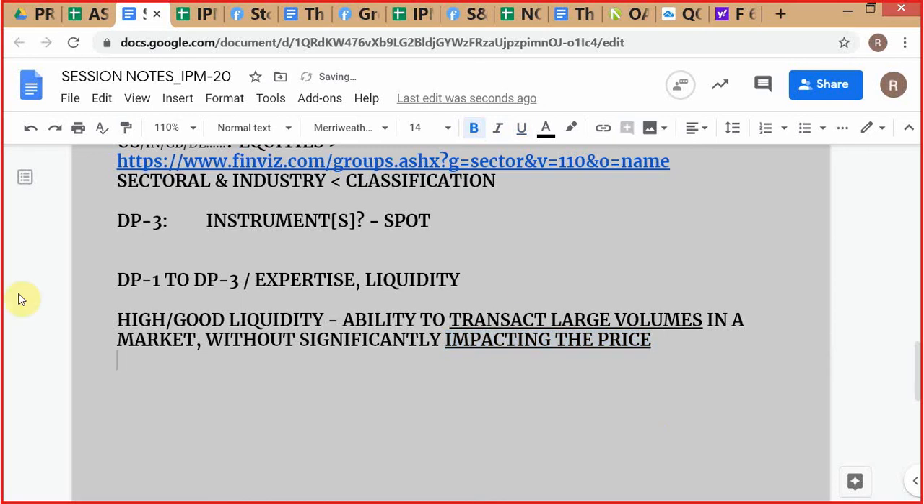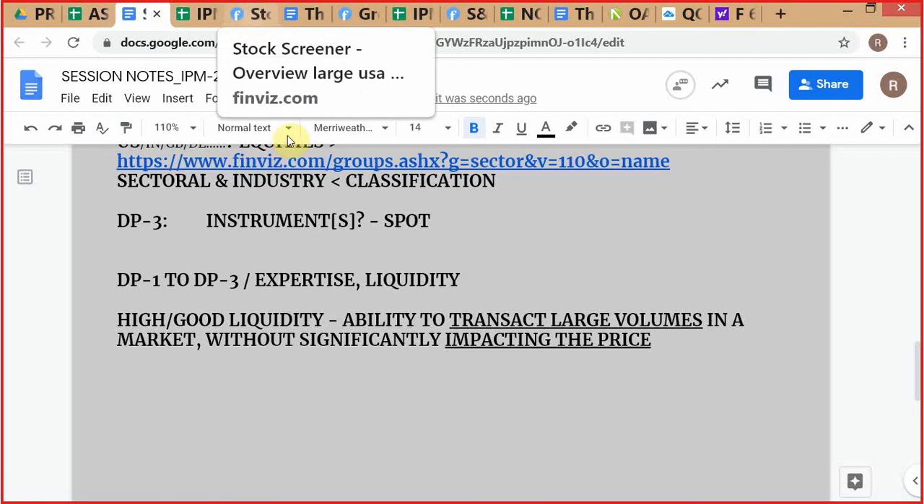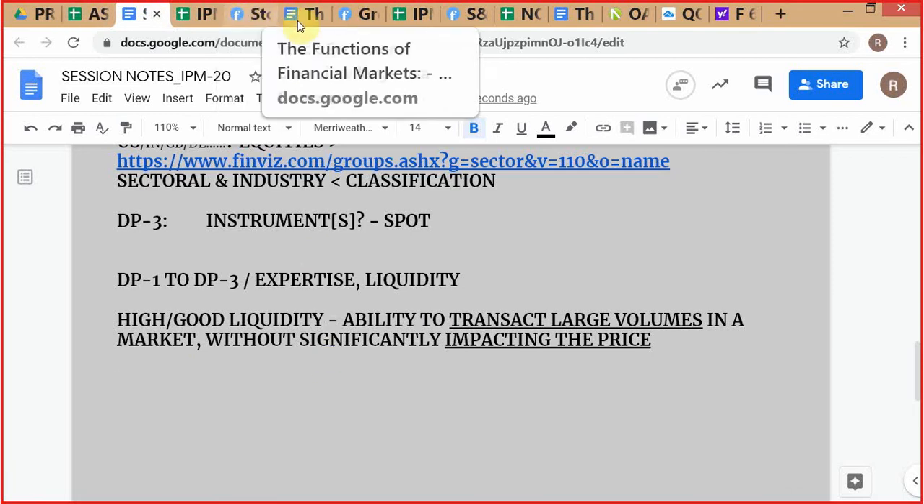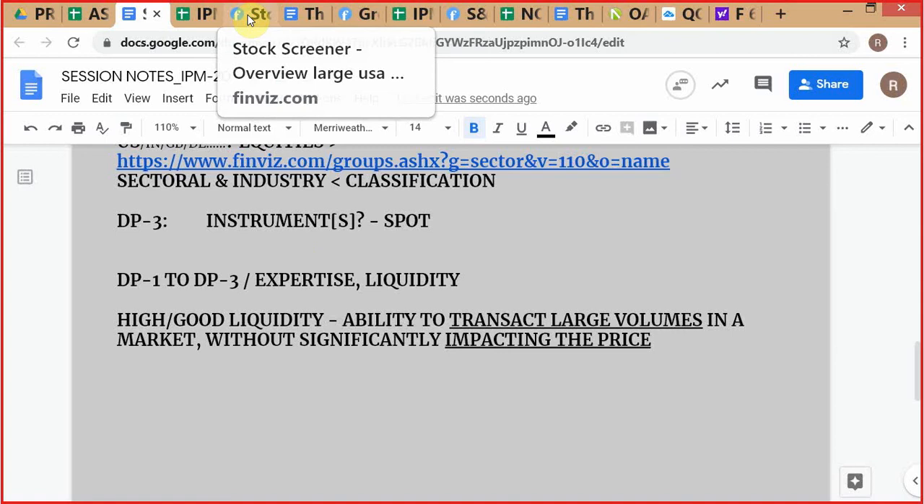So this is the understanding of liquidity, that if it's a very deep and liquid market, then you will be able to trade large volumes in that market and it will not have an impact on the price. That's basically what it means. So with a view on this, how did I come up with it? Because I see that there are 234 stocks in basic materials. I can't give you so many stocks.